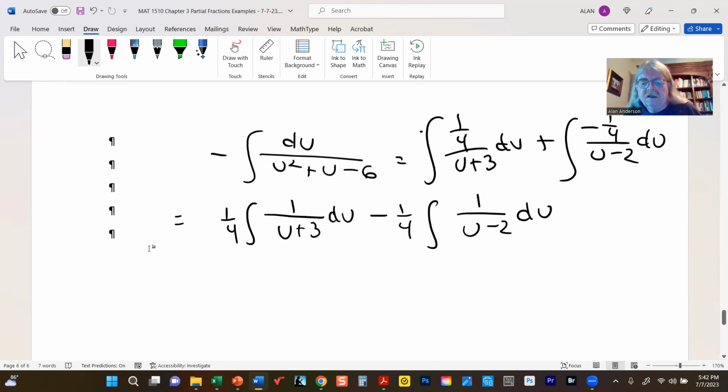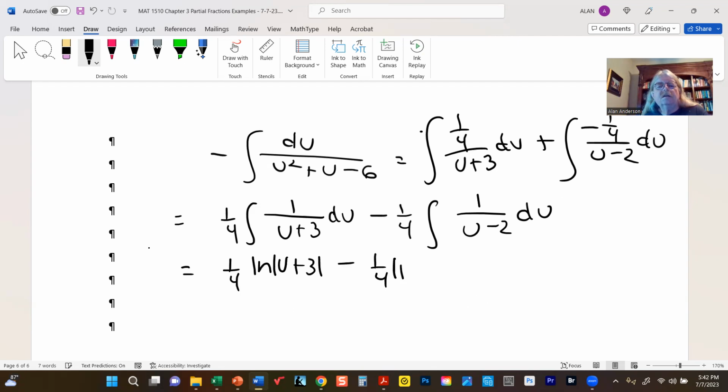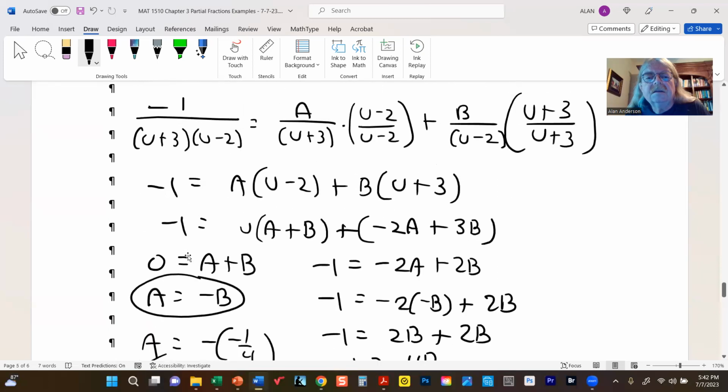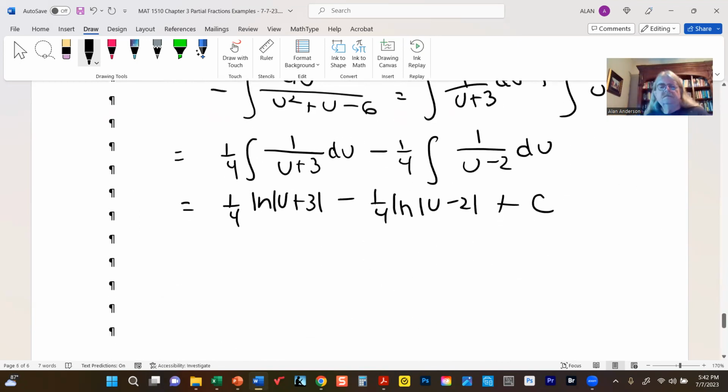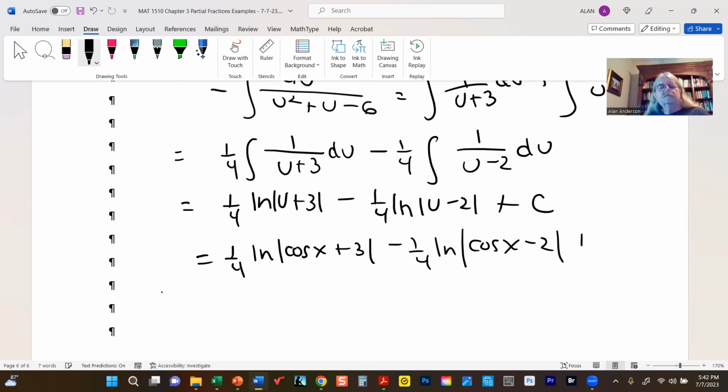Now, even though the variables are u's, we can still use u substitution. This one becomes 1/4 log u plus 3 minus 1/4 log u minus 2. And now, if you recall, u, we chose cosine x. Okay. It's a bit of a mess, but there it is. So this one is extra complicated because it involved both u substitution and partial fractions.